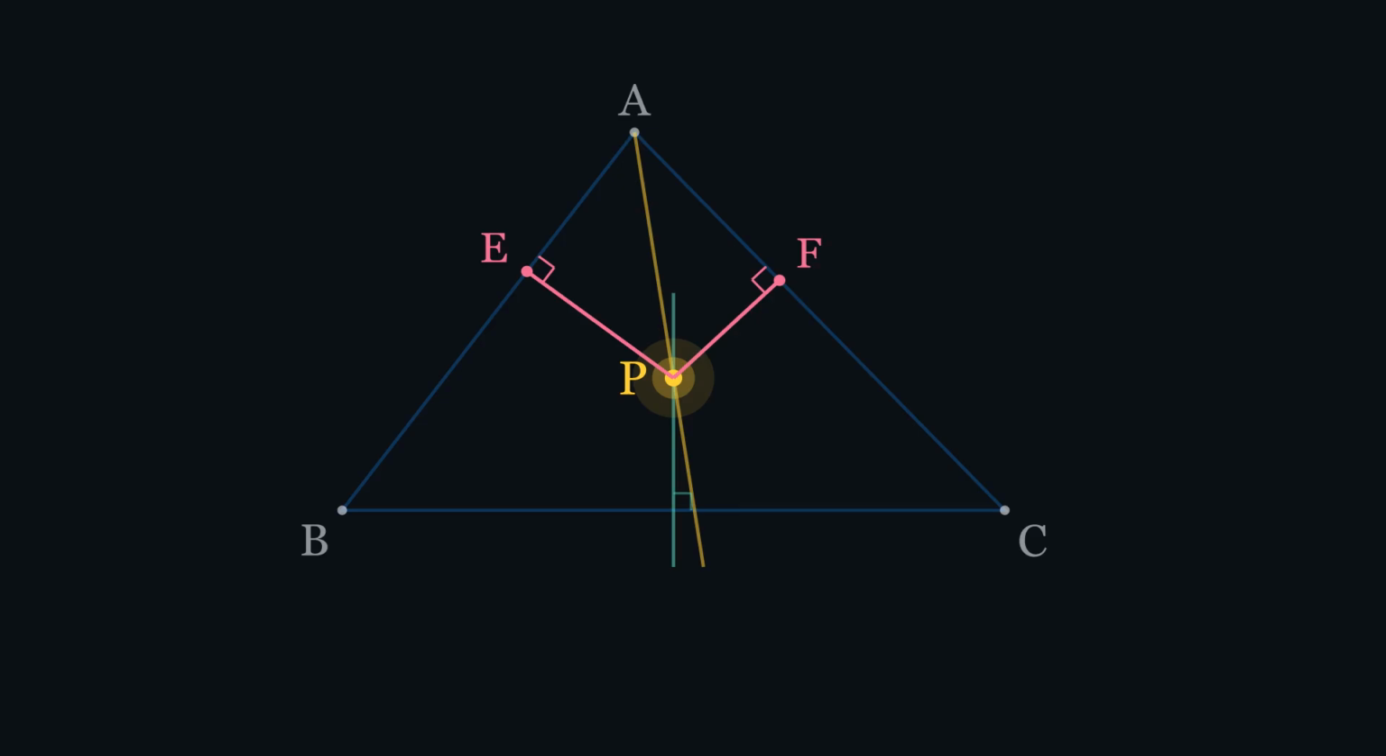So E is the foot of the perpendicular on the left side, F is the foot on the right side. Two clean right angles marked with little squares. That's the full setup: A, B, C, the two lines, the point P, and the two feet E and F. Everything from here is just comparing triangles, and the triangles are going to match up suspiciously well.